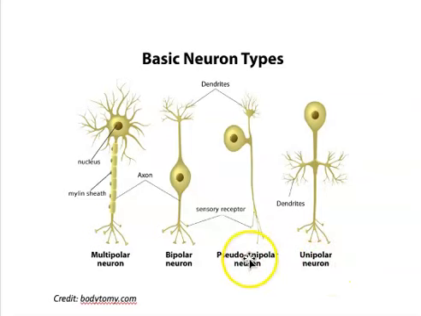Now, how common each of these types of nerve cell configurations are depends upon where you are in the nervous system. Depends upon whether you're in the central nervous system or the peripheral nervous system, and where you are in each one of those.